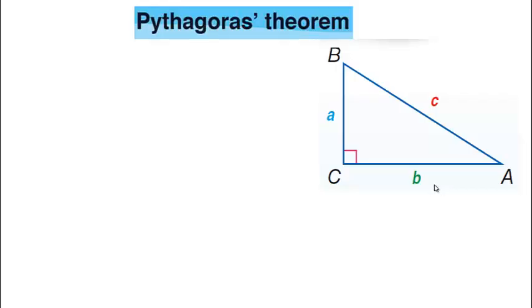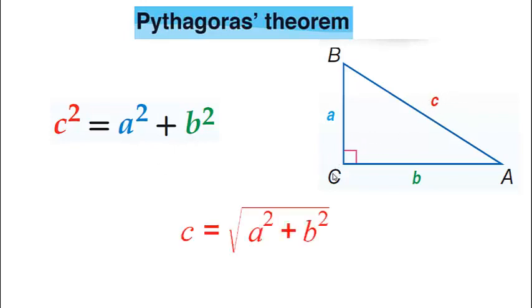As we saw in the video, the Pythagoras theorem works in a right angle triangle, and the main formula is c squared equals a squared plus b squared, where c is the hypotenuse. So if I want to get the hypotenuse directly, I use this formula.